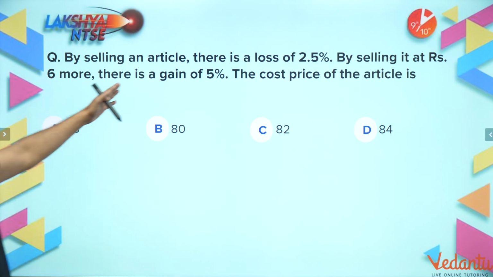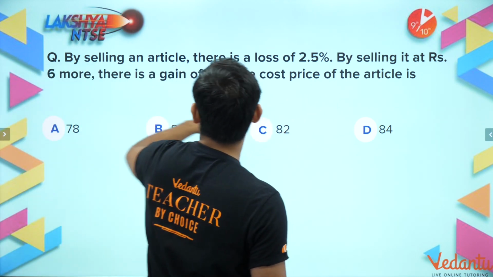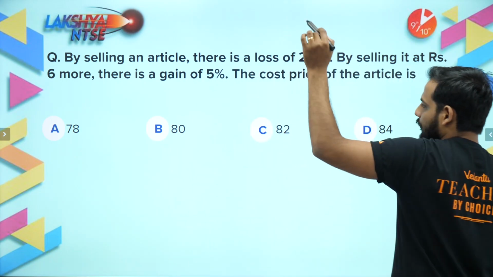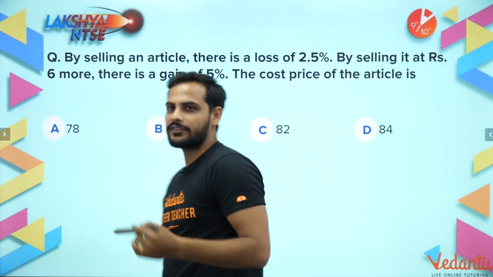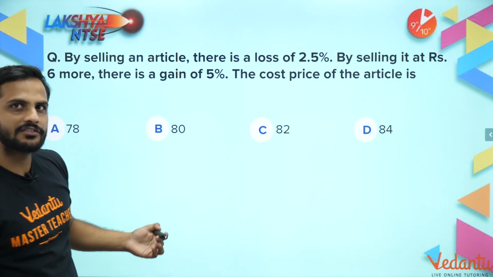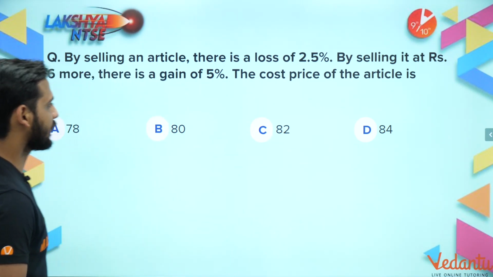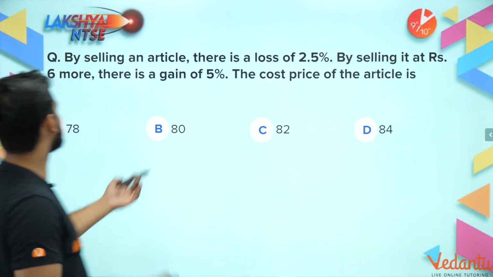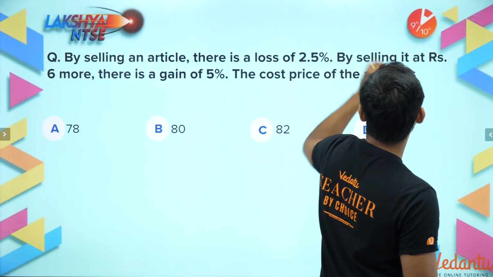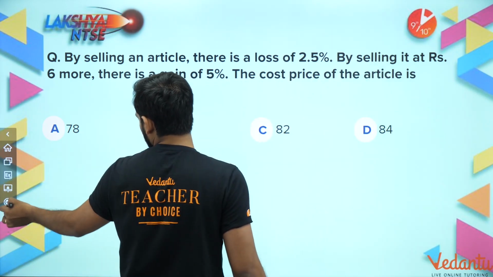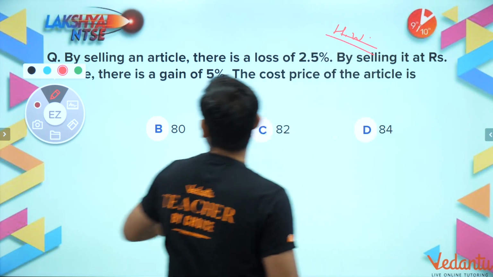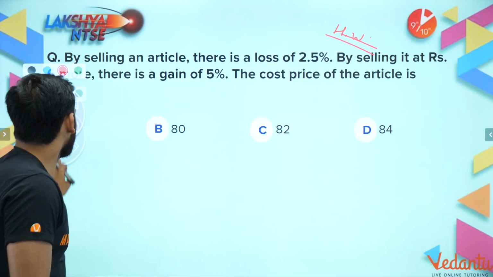And by selling an article, there is a loss of 2.5%. By selling it at rupees 6 more, there is a gain. So the cost price of the article. So this question also again can be solved by the same method. I will just show you the solution only, because I am getting late for the class. Acha, this was your homework question. That is what I was thinking. Not marked the homework part. Okay, bacho. So this is your homework question. Easy one. Try to solve it.